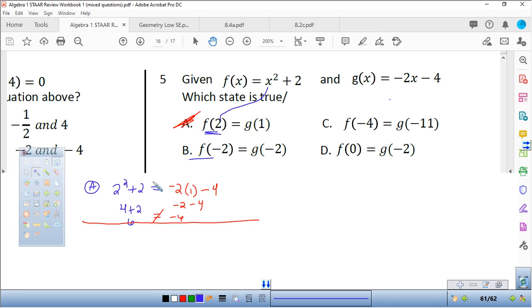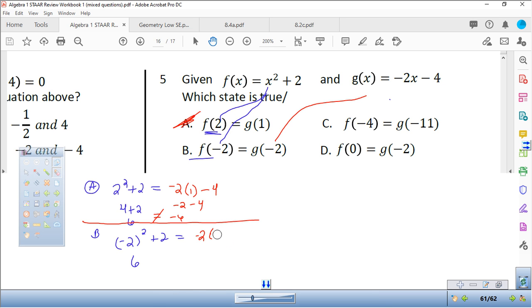Let's look at B. B is saying to do the same thing, but plug it into right here, and we get negative 2 squared plus 2, which is 4 plus 2, 6, right? So is that equal to this side over here? Over here we have negative 2 times negative 2, my bad, minus 4. This gives me a positive 4 minus 4, which is just 0. No, not good.